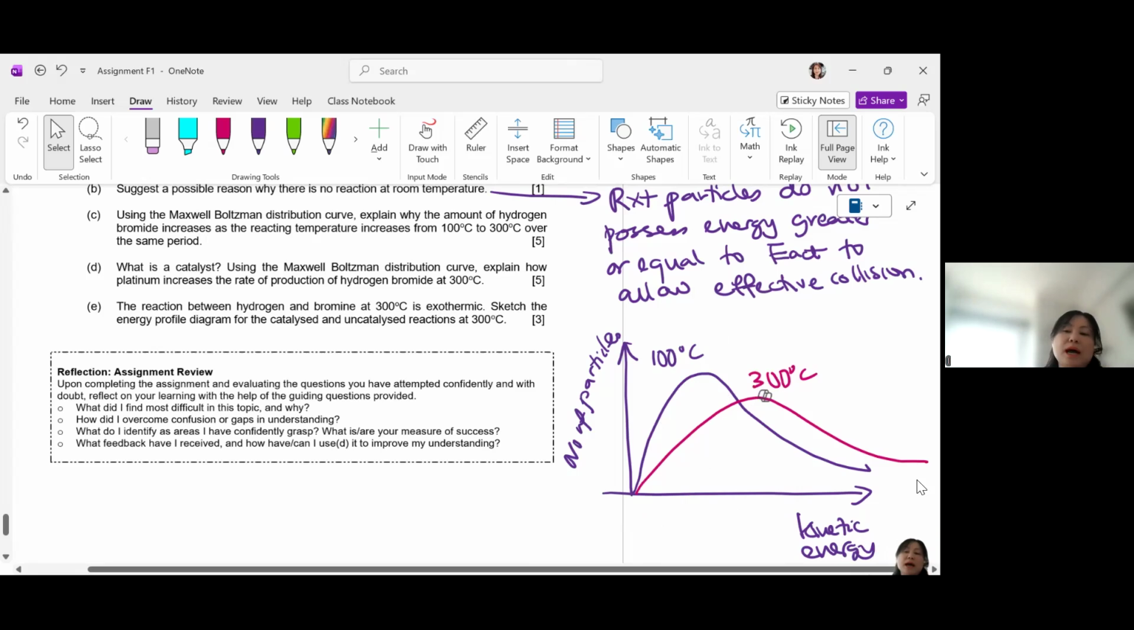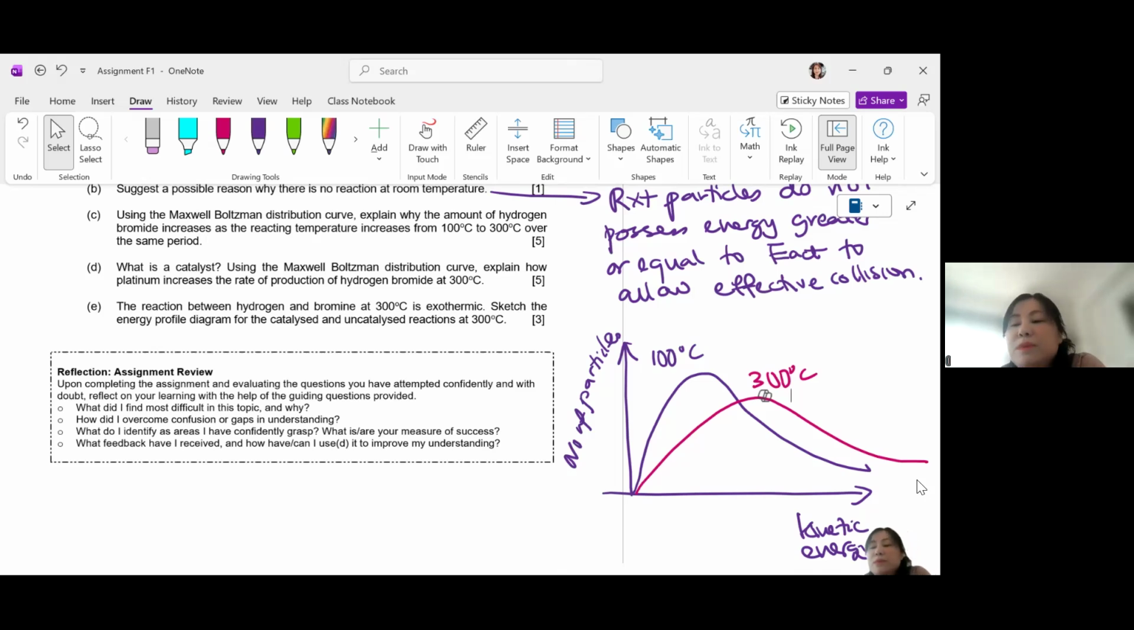And why is it lower in height? Because we need to maintain the total area under the graph the same. So therefore the graph is shifted to the right with a lower magnitude in height. Okay? And so that's our graph, but we have not used it to explain yet.